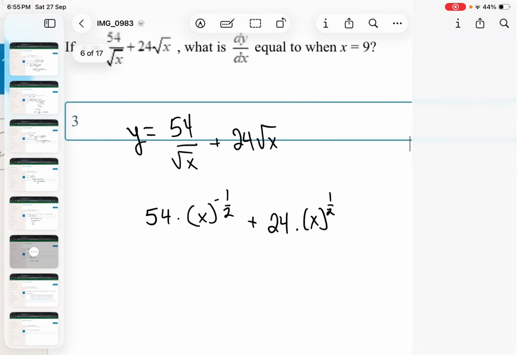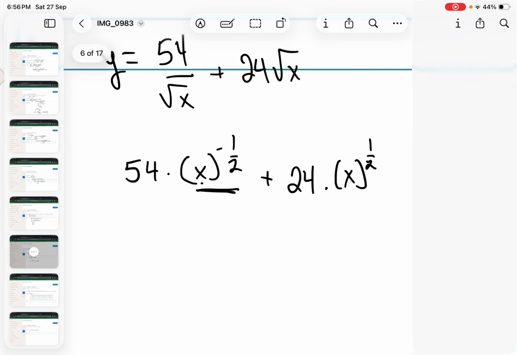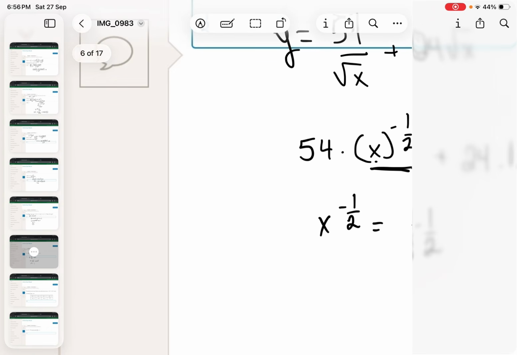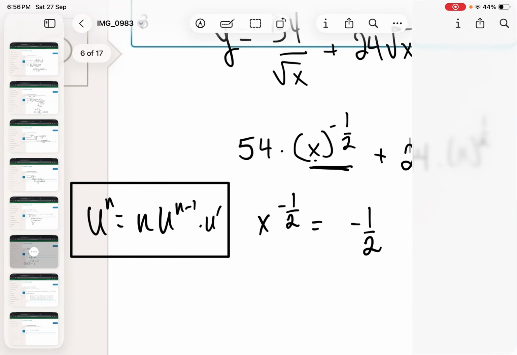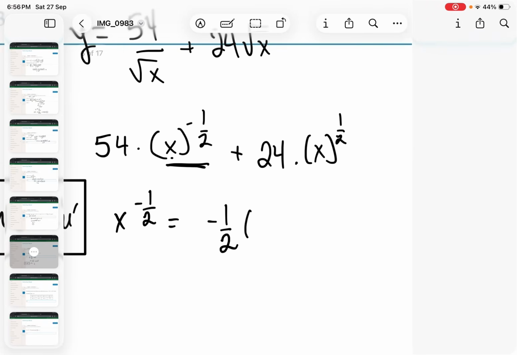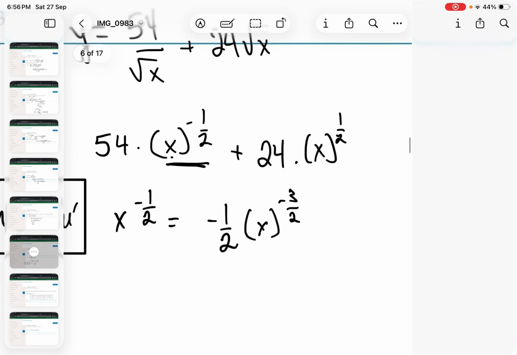And then here, as I said earlier, for anything to the power of n, like u to the power of n, you solve it with the formula. So let's take this one only and do it. So it will be x to the power of negative 1 over 2, so n is negative 1 over 2. And the formula for u to the n is n times u to the n minus 1 times u prime. You see the formula here. So you take n, negative 1 over 2, times u, which is x, to the power of negative 1 over 2 minus 1, which is negative 3 over 2. And you got the first one.